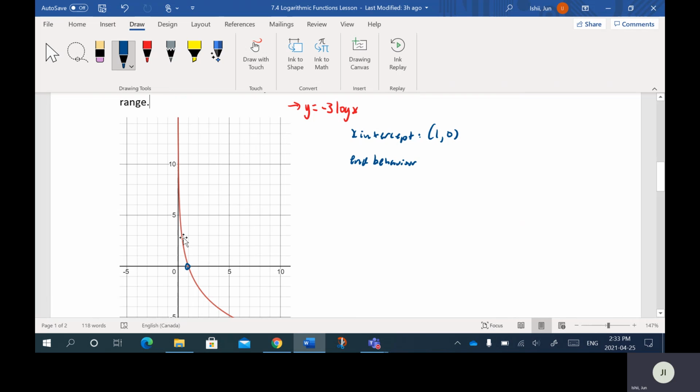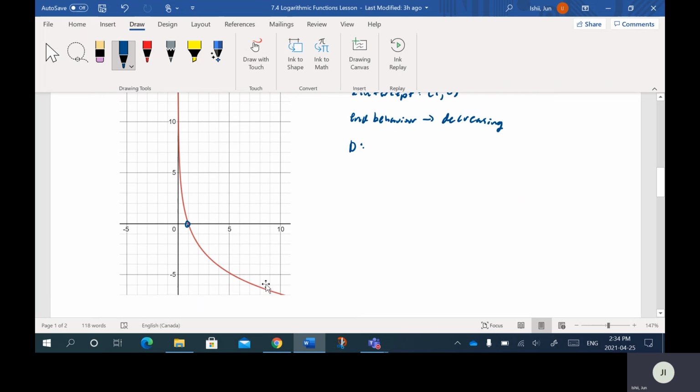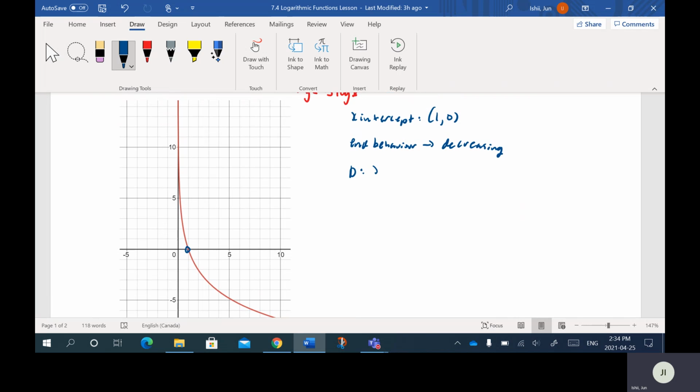You can see that the function is not increasing, but it's actually decreasing as it goes to the right. So the end behavior here is decreasing. The domain, going left to right, you can see that it levels off, but it never actually crosses the y-axis. There's always a function to the right of it, and this line does go on forever to the right. So the domain here would be that x is greater than 0.